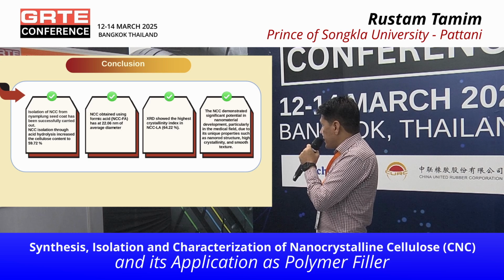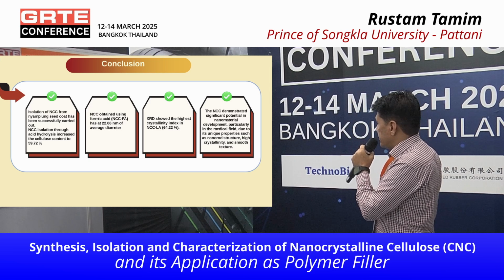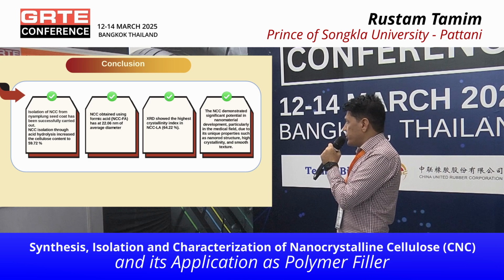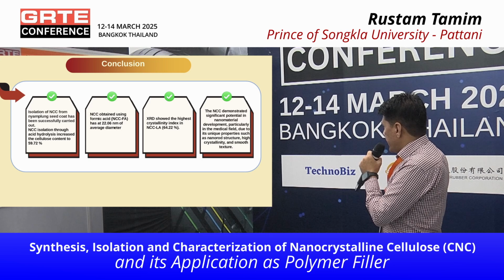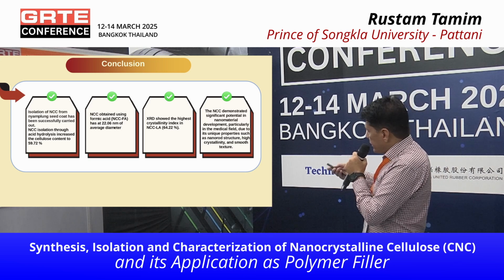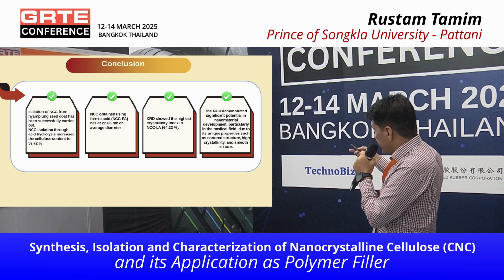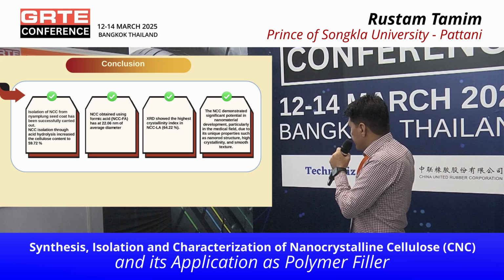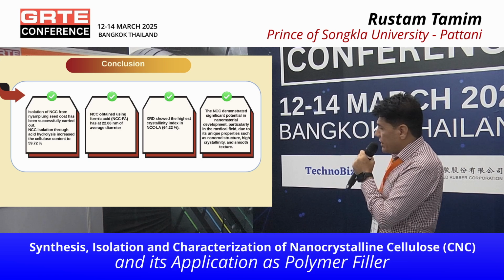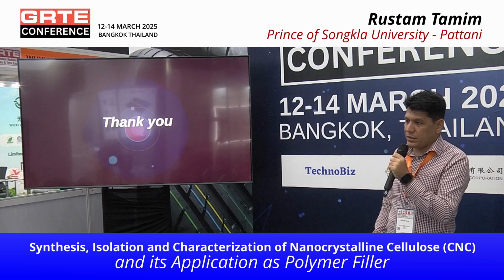And then the XRD showed the highest crystallinity index is nanocrystalline cellulose from lactic acid, which is 64.22. It can be used for many applications, particularly in the medical field, due to unique properties such as rod-like structure, high crystallinity, and smooth texture. Thank you very much.